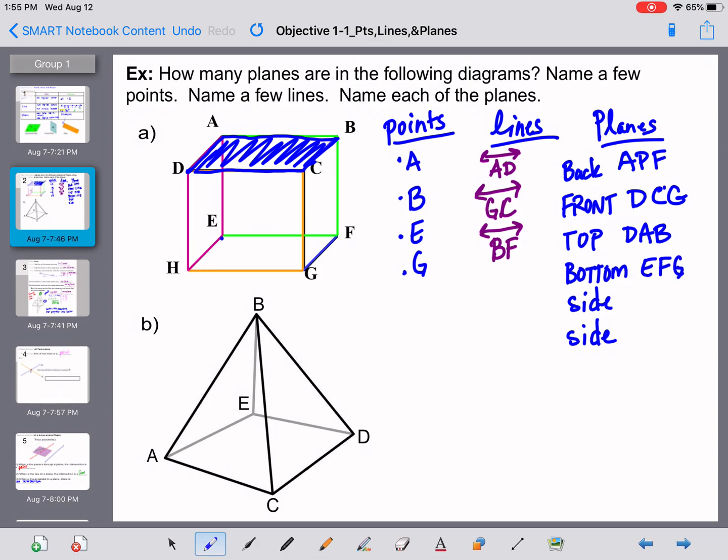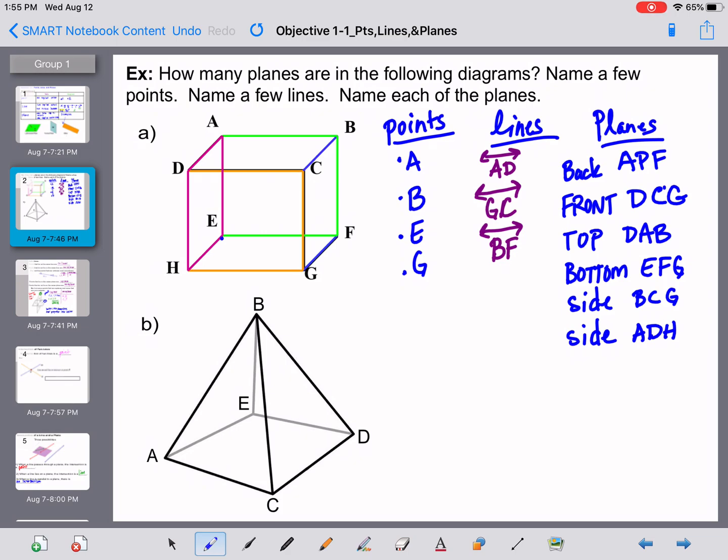A side, B, C, G. And the other side, A, D, H. Now, when you go through and you name these planes, you kind of want to follow that path. And that'll kind of help you figure out which one you're talking about.